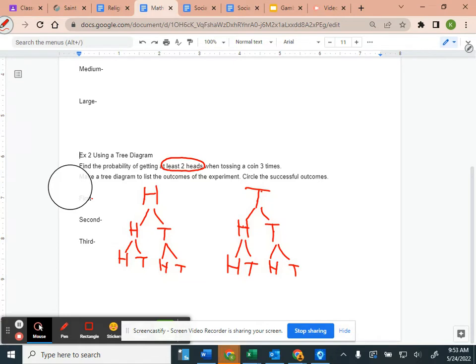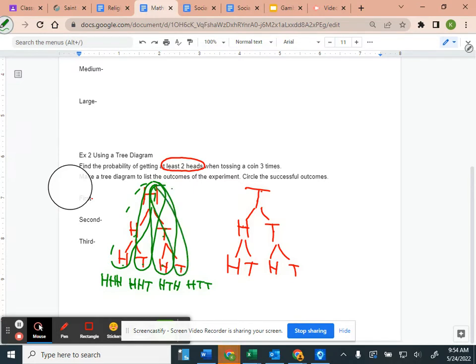So now I want to look at all of my outcomes. If I did heads, heads, heads, that's one outcome. Then I have, for my first toss is a head, second toss is a head, third toss is a tails. That's another possible outcome. Then I have heads, tails, heads. Then I have heads, tails, tails. So we're just following them down, going like that. So you're following all of your outcomes.